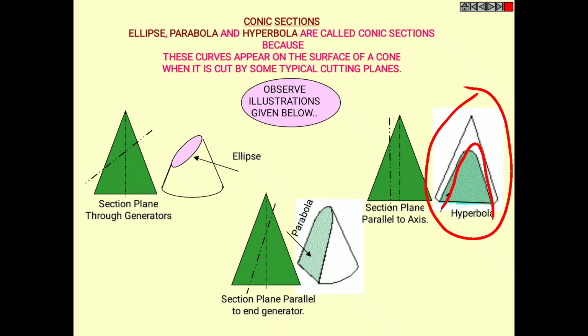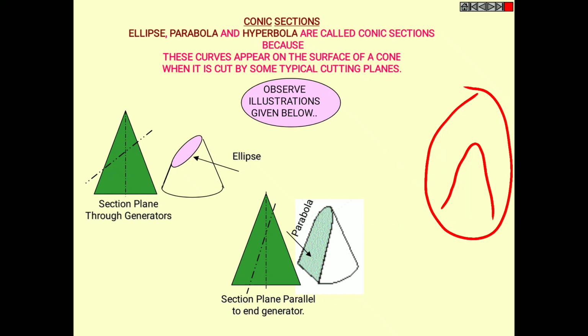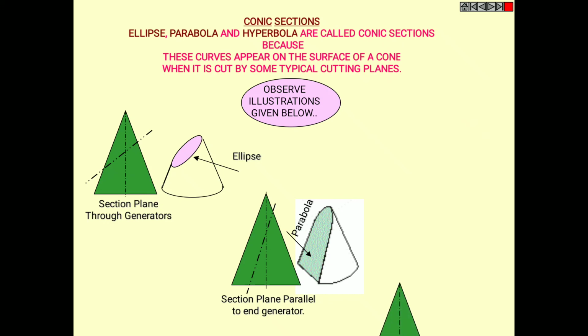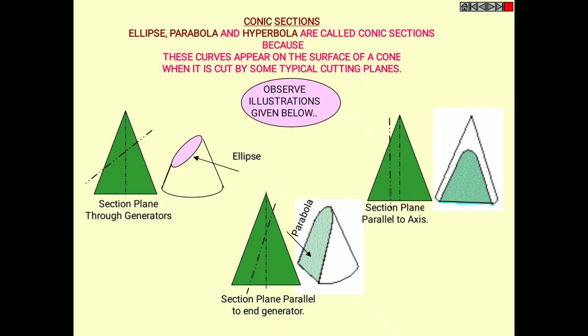Okay, we'll see it again. Take a cone and cut the cone in a section plane which is parallel to your axis line. See, section plane parallel to the axis line. Then if you see, by removing the cutting section, you will observe a curve which looks like a hyperbola.